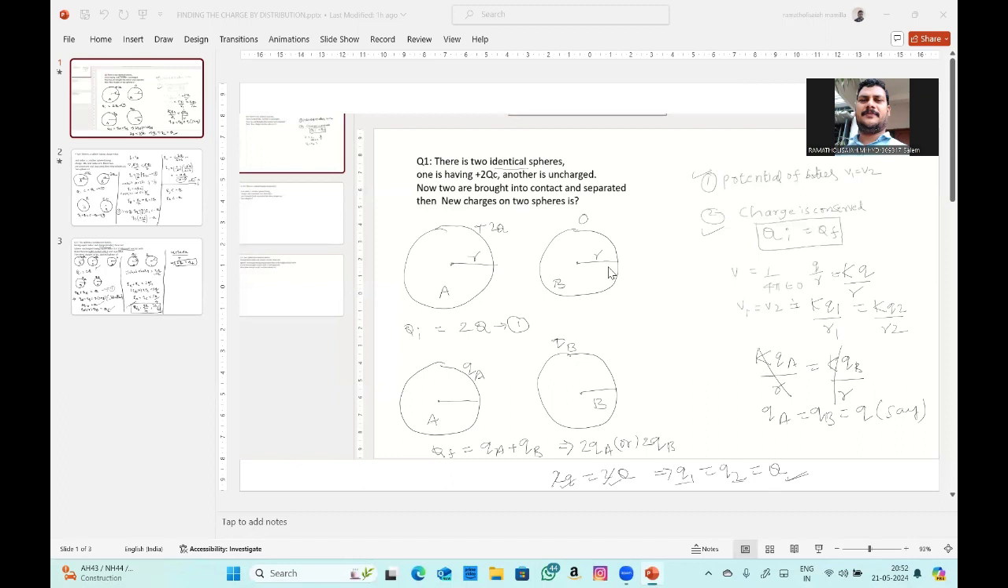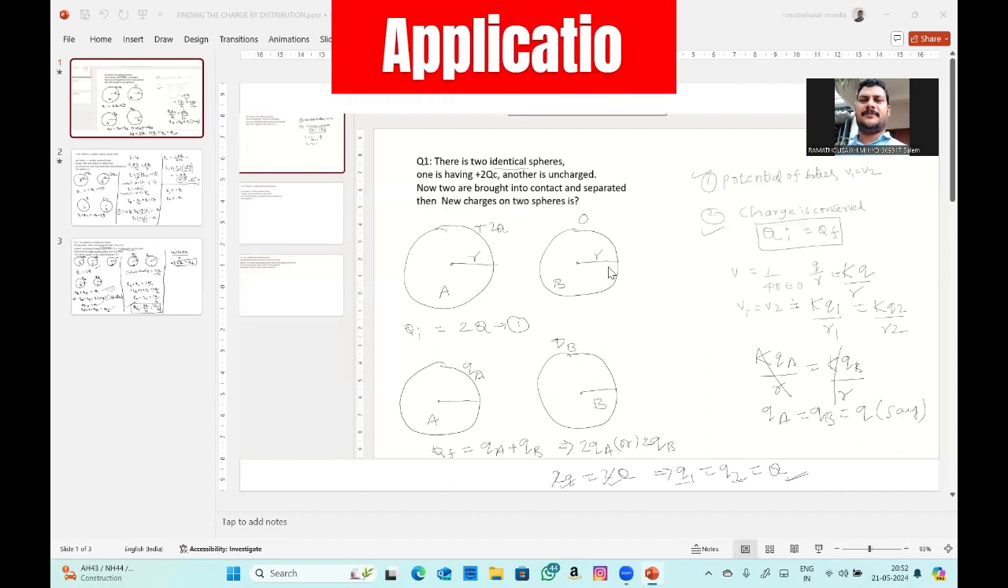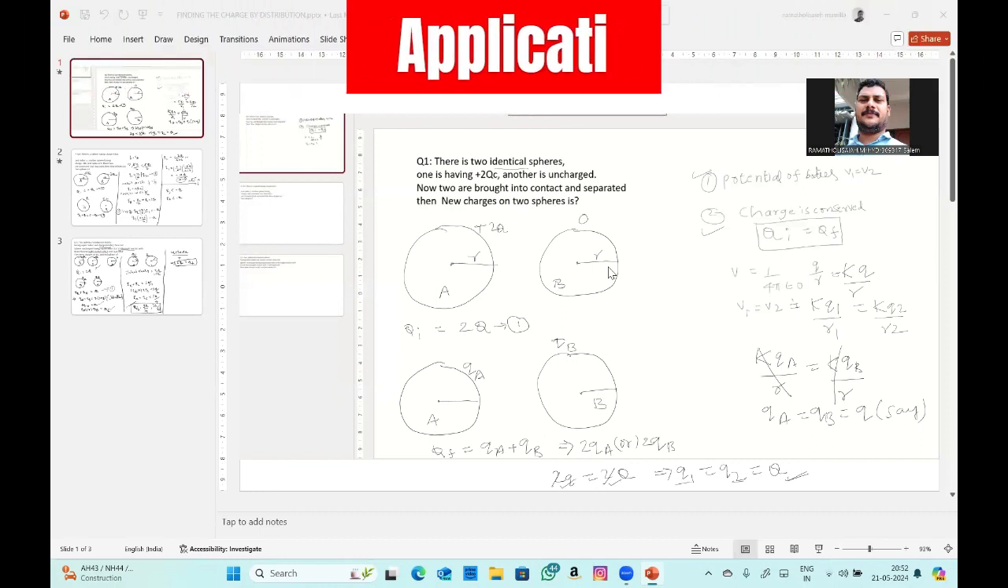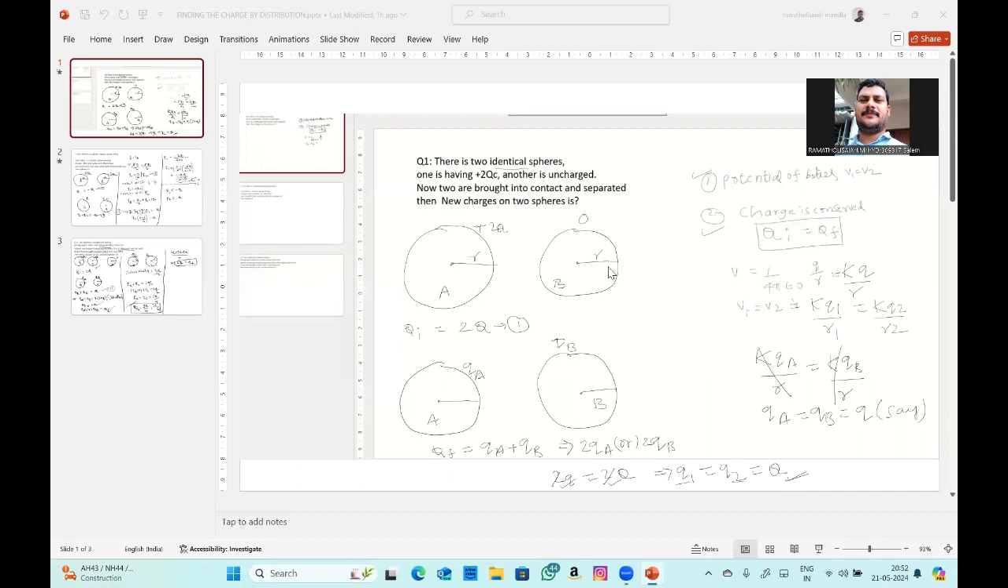Guys, today we'll discuss distribution of charge and conduction. These problems are applications of the conduction process, how an uncharged body gets charge, and the law of conservation of charge. Also here we'll come to know. So see the first question.